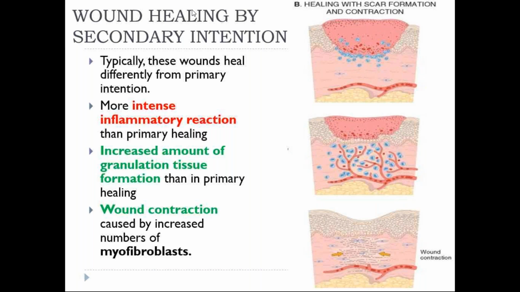There is a more intense inflammatory reaction than primary healing. There is increased granulation tissue formation than primary healing, and there is more wound contraction because of an increased number of myofibroblasts in the second. These are the three important points. Otherwise, the rest are all the same. The basal cell regeneration and repair of the epithelium, granulation tissue formation, neutrophil infiltration, macrophage infiltration, everything is the same, except that there will be more inflammatory reaction, more granulation tissue formation, and more wound contraction in wound healing by second intention.